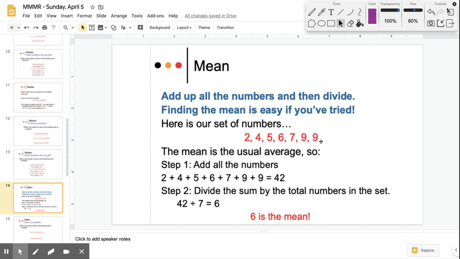So let me go through this example. If this is our set of numbers, the mean is the usual average. So step 1, I'm going to add 2 plus 4 plus 5 plus 6 plus 7 plus 9 plus 9. That gives us a sum of 42. Now, if I count the numbers in the data set, there's 1, 2, 3, 4, 5, 6, 7. So that means I need to take my sum and divide by 7. 42 divided by 7 is 6. So 6 is the mean or the average of this data set.